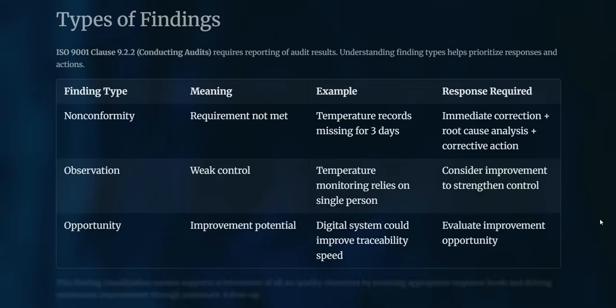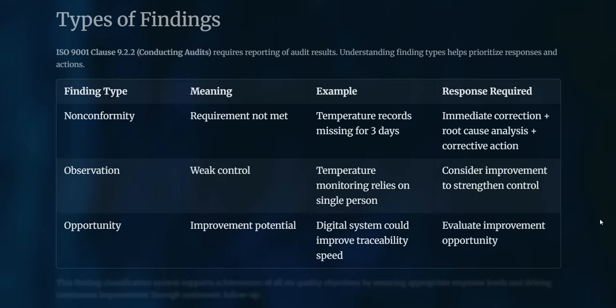First, the finding type is nonconformity. Nonconformity means requirements have not been met. In our case study, that would mean temperature records are missing for the last 3 days. The response required for this nonconformity includes immediate corrections plus root cause analysis plus corrective actions.